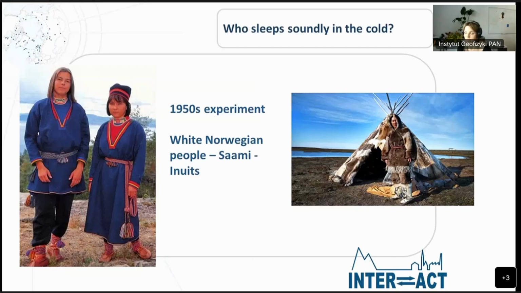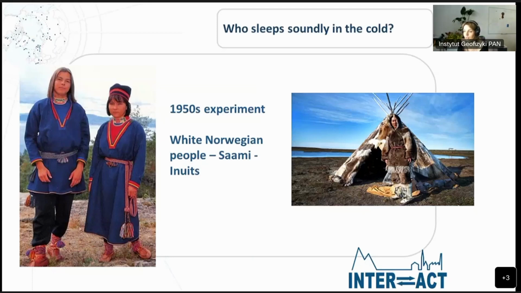scientific experiment, and the scientists were interested in adaptations and different response of different people to being exposed to different temperatures, being exposed to cold. So there was a group of volunteers, including Norwegians and Caucasian white people, Inuit people, and Sami people. And all of them were subjected to experiment while they were asleep. They were tested for the reaction while sleeping, but sleeping at very cold temperature, 0 to 6 degrees Celsius. They were sleeping in sleeping bags.